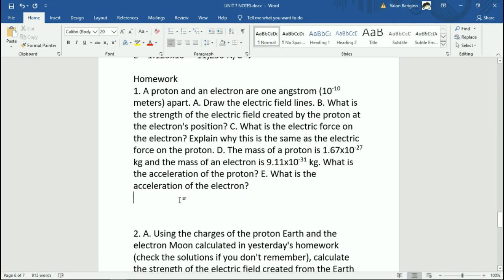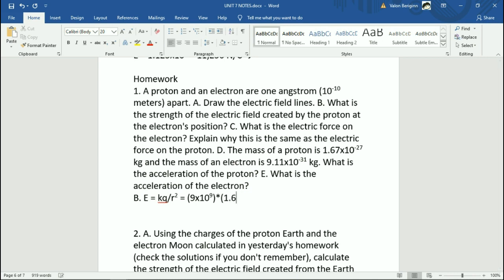Now for B, what is the strength of the electric field created by the proton at the electron's position? Okay, so finding field strength, it's kQ over r squared. And so let's be careful about the numbers here. k is 9 times 10 to the 9. And then we have the charge, and this is the charge that creates the field. So for B, the strength of the field created by the proton.